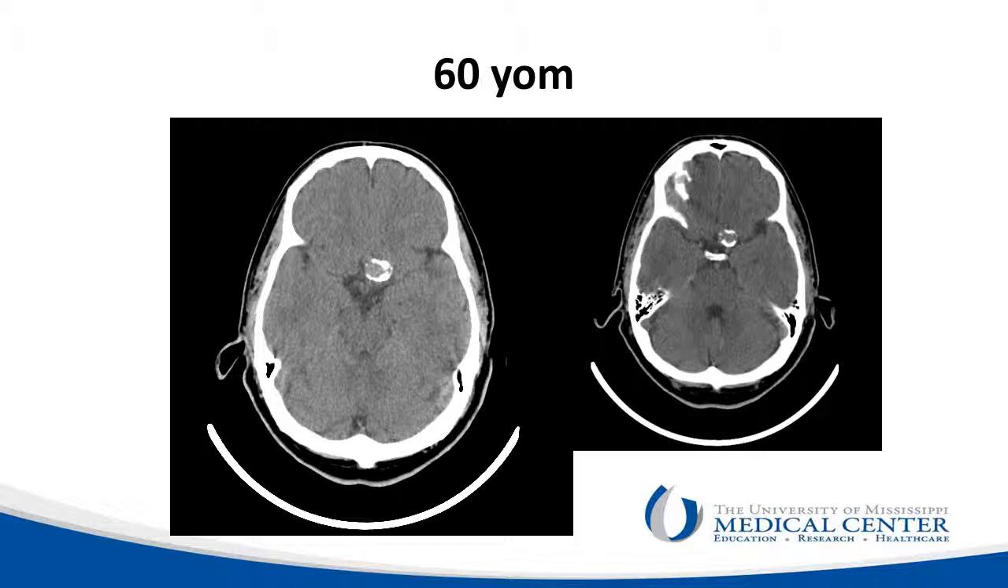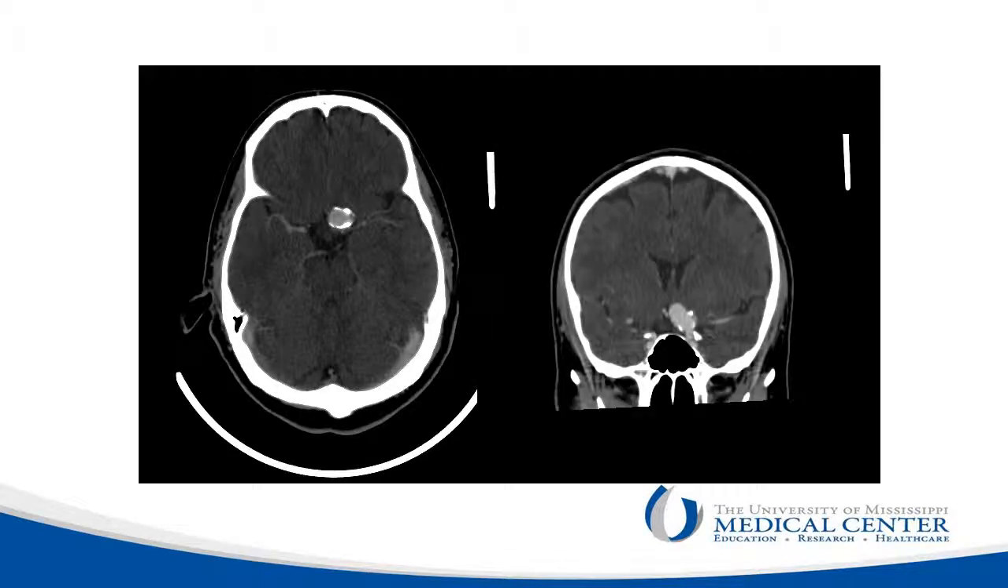This is a non-contrast CT on a 60-year-old man. There's no hemorrhage, but there is a calcified mass. We evaluate with CTA, and we can see that this mass enhances. This is a large aneurysm arising from the internal carotid artery with partially calcified walls.